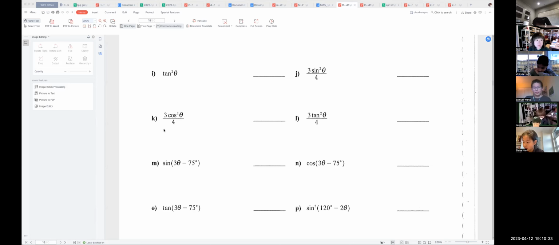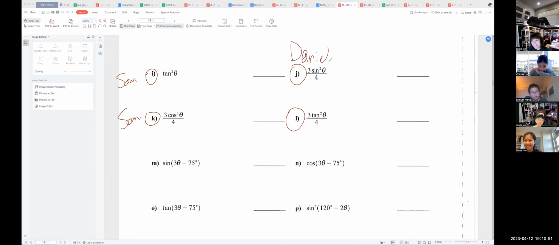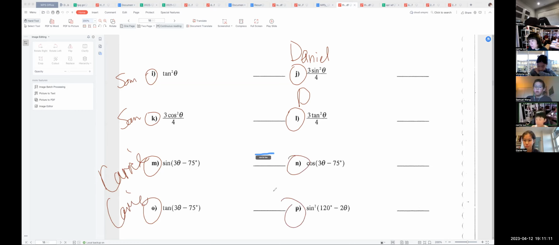Wait, do you actually have to send the answers? No, you don't have to send it to me. We just do it. So these two will be Samuel, and these two will be Daniel. Is theta still 45 degrees? Yeah. And these two will be Harvey. Harvey did it already. These will be Carrie. And these two, Elaine did it already, right? And Victoria did it already.